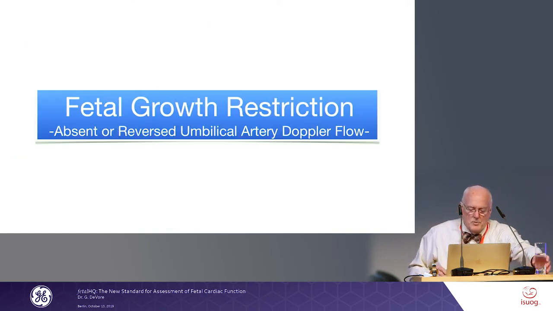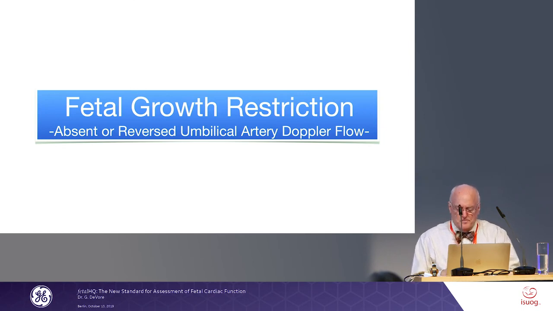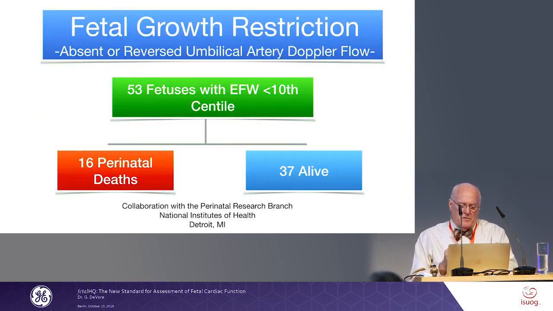Okay, now the second group, this is also a very interesting group. Fetal growth restriction with absent reverse diastolic flow. This was a study done with Dr. Roberto Romero's group from the Perinatology Research Branch. We had 53 fetuses with a weight below the 10th percentile. All of them had absent or reverse diastolic flow of the umbilical artery, very severe. In this group, 16 died, perinatal deaths, and 37 were born alive and lived. So of the perinatal deaths, 8 were fetal, 8 were neonatal deaths, and the 37 lived through the perinatal period.